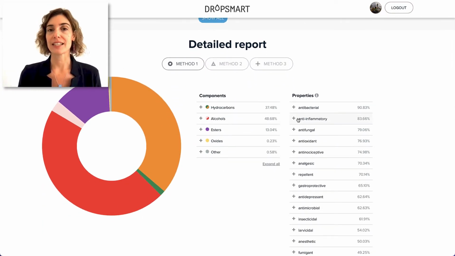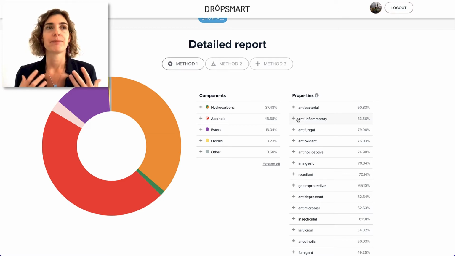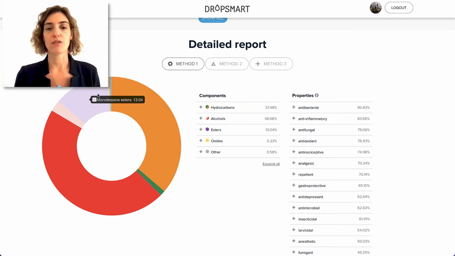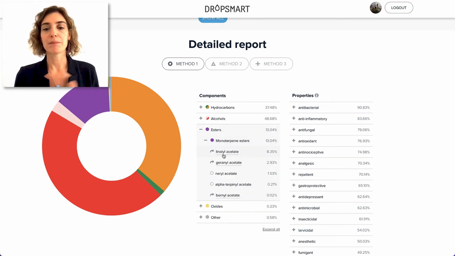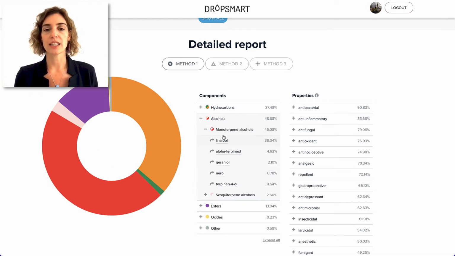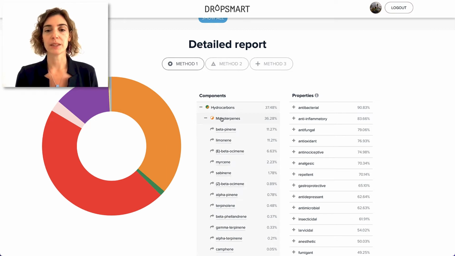Although neroli is a very expensive oil and very special in many ways, it is simple in its chemistry. So if you take a look, let's go from bottom up this time. Monoterpene esters here, the main constituent is linalyl acetate. We already talked about this one, and it brings a lot of its beautiful soothing effect. Where we look at the alcohols, again, it is linalool. We also talked about this one. It is linalool that is dominant. And with monoterpenes, we have beta-pinene and limonene.